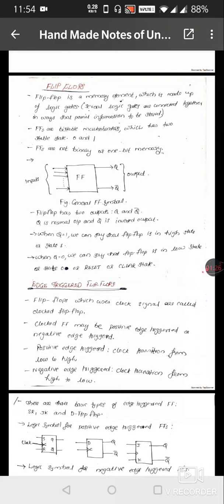Do you know that computers and calculators use flip-flops for their memory? A combination of a number of flip-flops can produce some amount of memory.